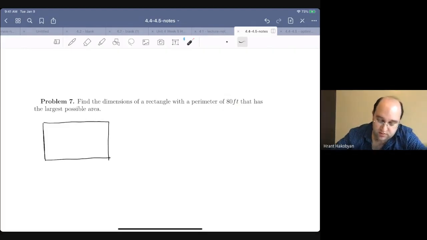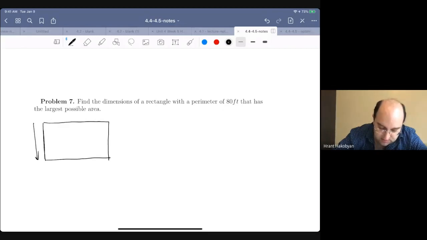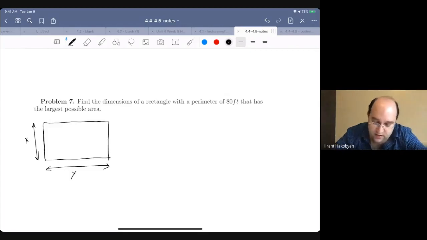Okay, so how do you do this? Well, let's actually make some notation. Let's make one of the sides, we will call it x. The other side, we will call it y. Okay, so what is the condition telling us?